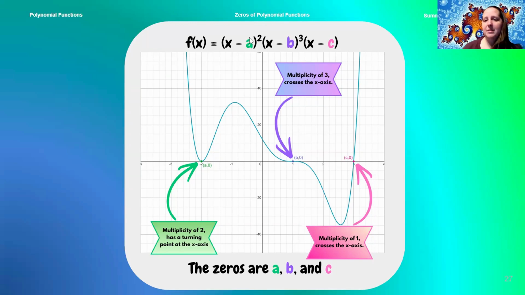X minus a squared has a multiplicity of 2, which means it has a turning point on the x-axis. The x minus b cubed has a multiplicity of 3, so that means it crosses the x-axis at that point. And then x minus c has no multiplicity. It just has a multiplicity of 1. So it also is going to cross the x-axis at that 0. And that is the end of lesson 5.